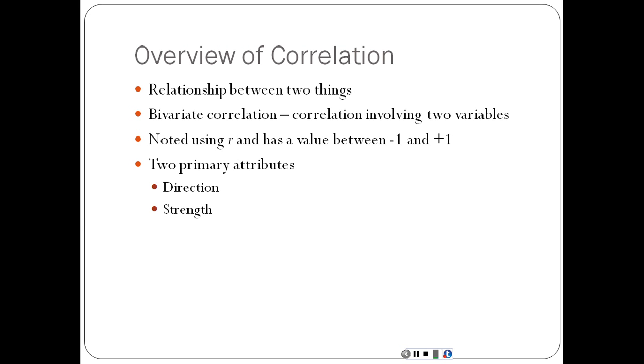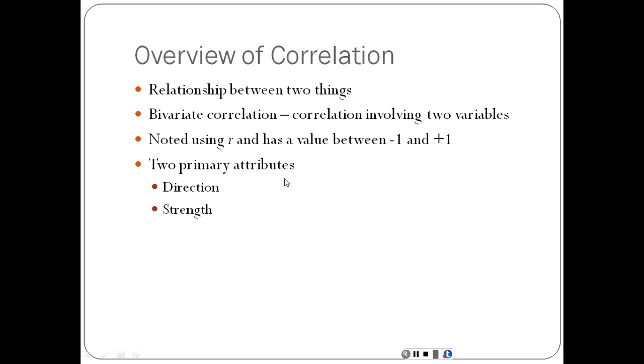So a correlation involving two variables is sometimes referred to as a bivariate correlation, and it's noted using the lowercase r and has a value between -1 and 1. So correlations, this is going to be our r value, and so anytime we're looking at a correlation, it's always going to fall between that range, -1 and 1.